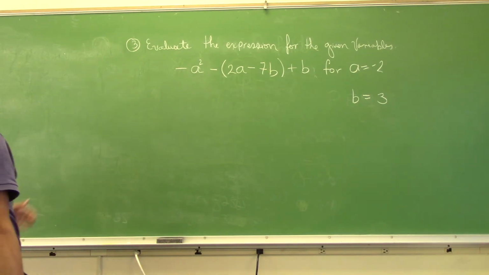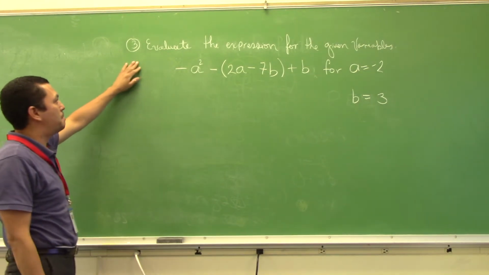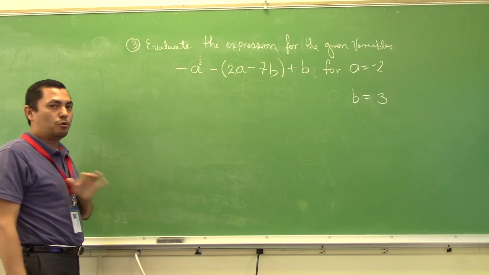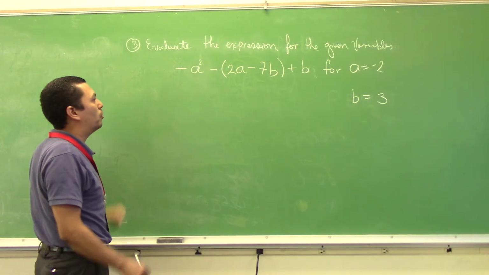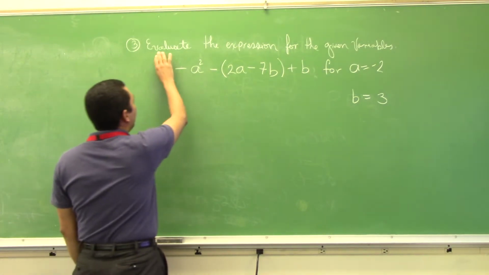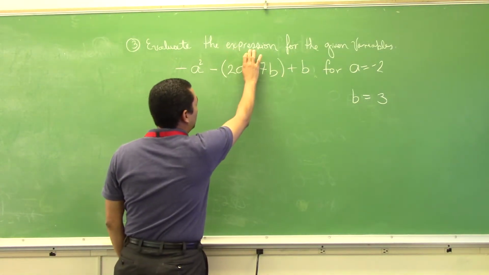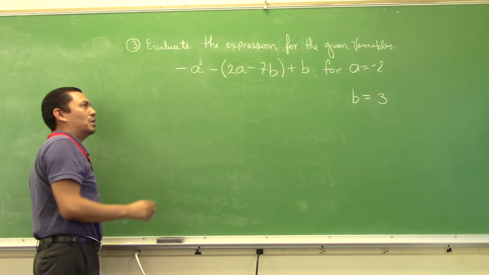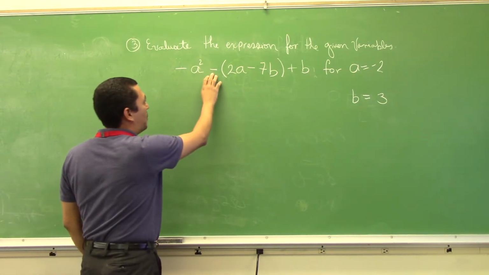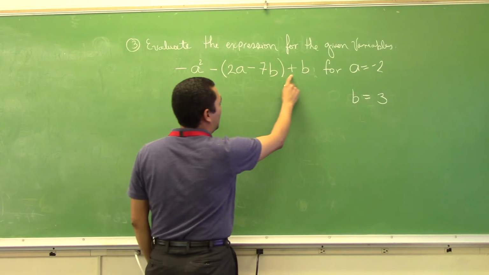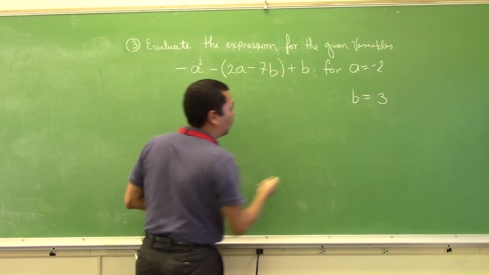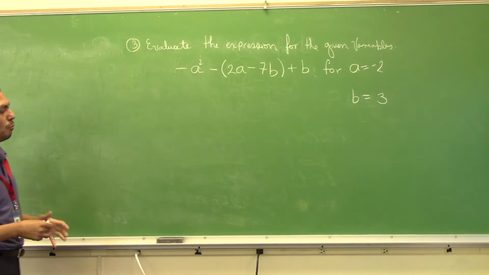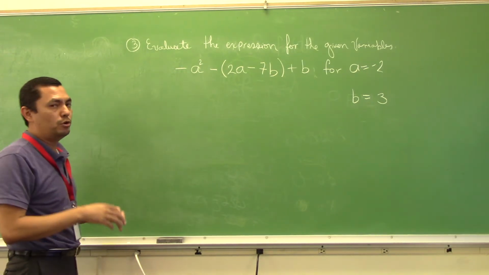Okay, so I have problem number 3 from the quiz that we did today and for this weekend. So it's going to help you a little bit. So we have: evaluate the expression for the given variables. I have negative a squared minus 2a minus 7b plus b, for a equals negative 2 and b equals 3. So what we're going to do, we're going to substitute.